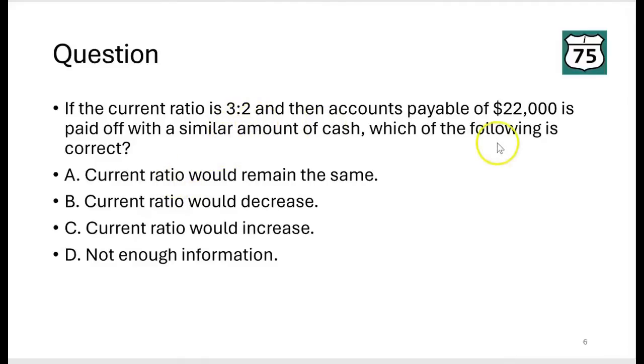So let's use, instead of 22,000, let's use 1 again. Let's take away 1 from both numerator and denominator. We go from 3 to 2, which is 1.5 to 1, to 2 to 1. And 2 to 1 is higher than 3 to 2. So this ratio has just increased.